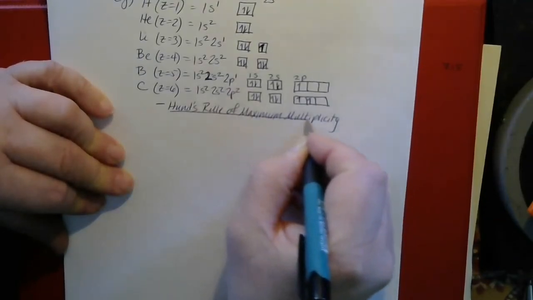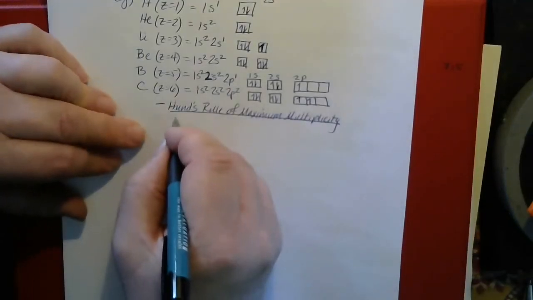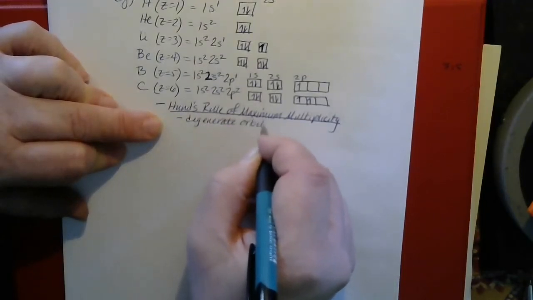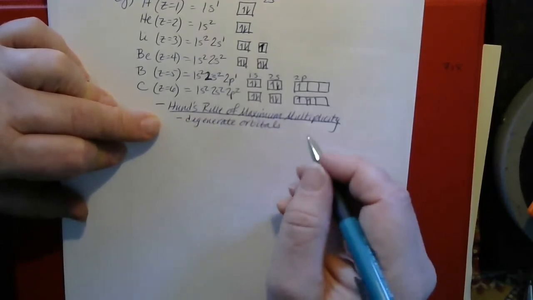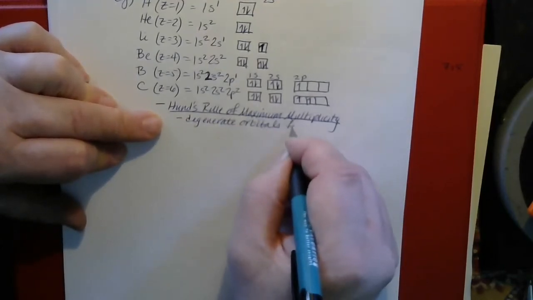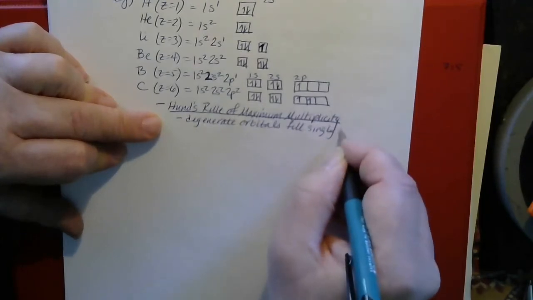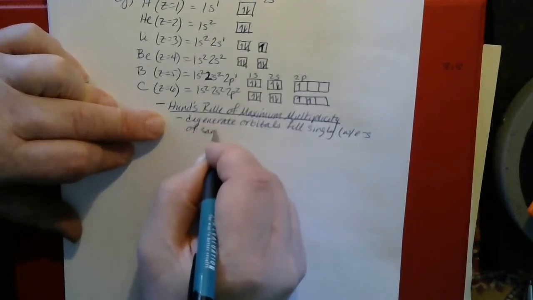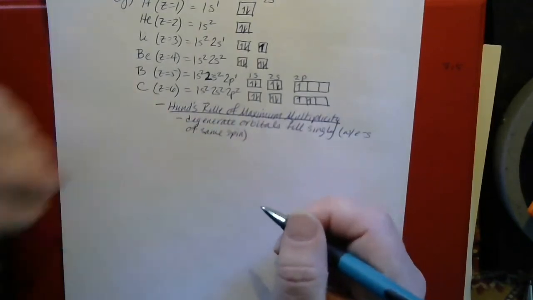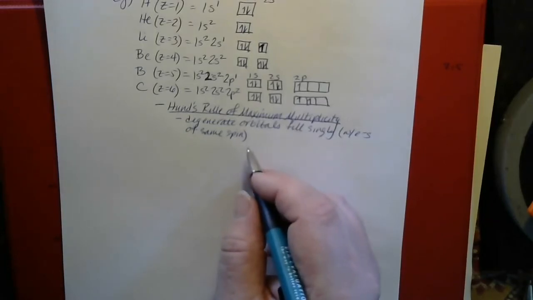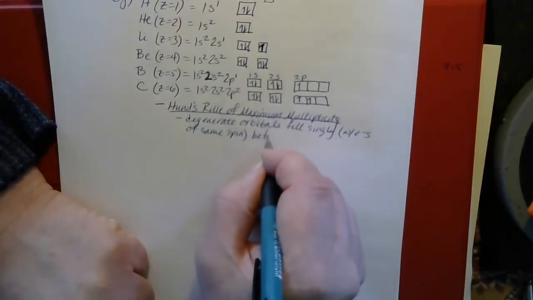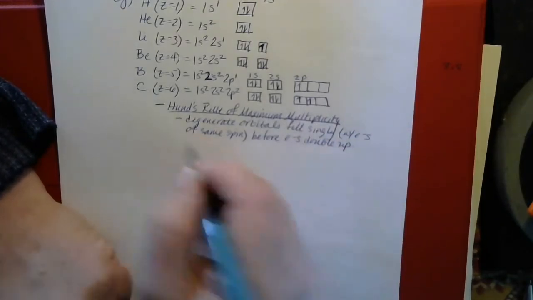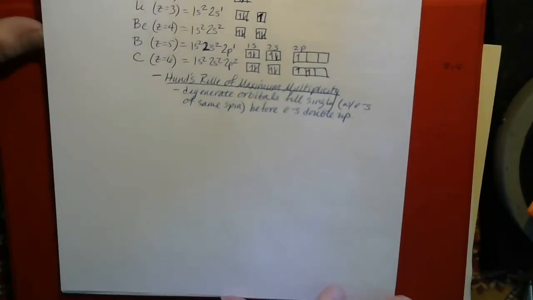Okay, so Hund's rule of maximum multiplicity. And what that says is that degenerate orbitals will fill singly with electrons of the same spin before electrons double up. And that's Hund's rule of maximum multiplicity.